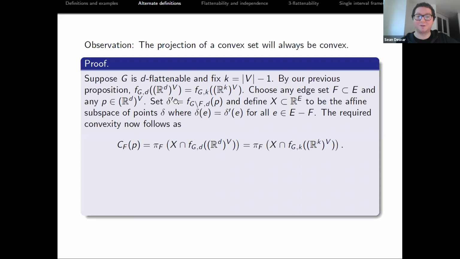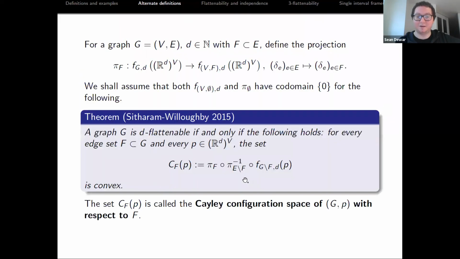I'm just going to define delta dash to be this map here. So this is all the edge lengths of GP ignoring the F edges. And I'm going to define X to be the affine subspace of points of delta, these points lying inside E, a slightly bigger space, where they agree with delta dash. So this is basically this set here. Well, it's not this set exactly, but it's going to be this set.